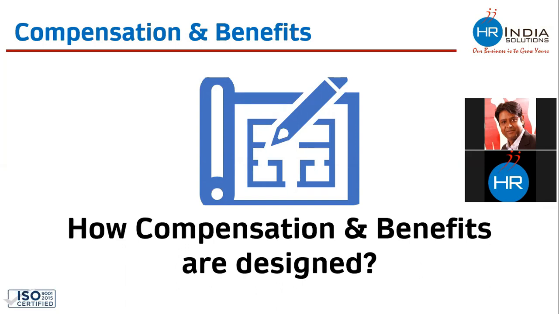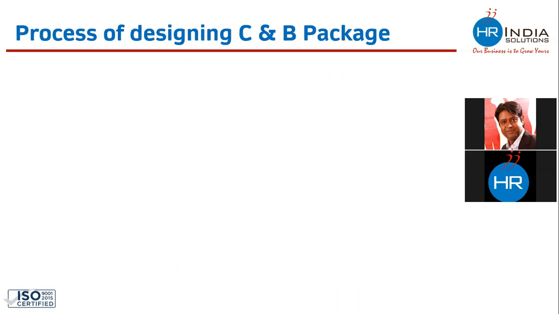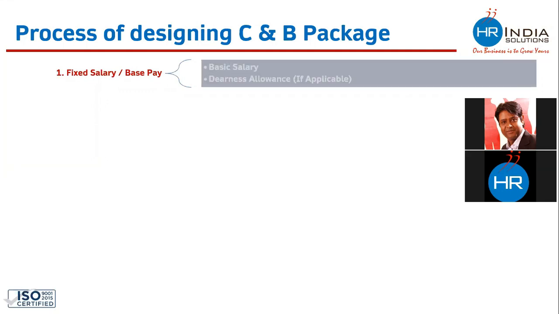So let's understand the steps and the things that we need to consider at the time of designing a CTC breakup. The very first thing at the time of designing a CTC breakup, the CTC annexure, is to decide the fixed salary, which we also know as the base pay of the employee, right? The very first step is to decide the fixed salary or base pay of the employee. That usually includes the basic salary and the dearness allowance if applicable. Dearness allowance if applicable, because in the private sector we do not use the dearness allowance frequently.